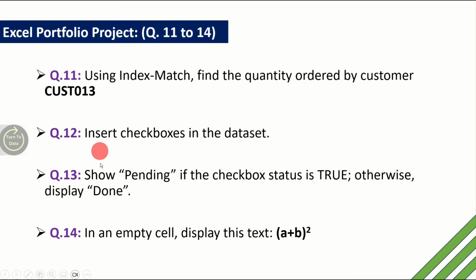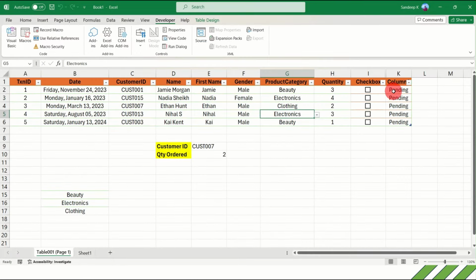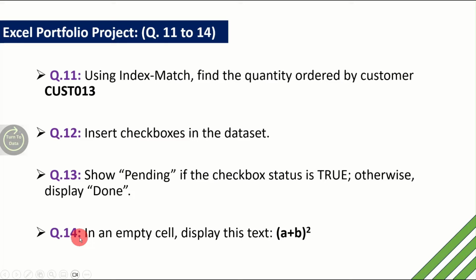Moving on to the next question, that is 13th question, show pending. Okay, this we have already done. Show pending if the checkbox status is true, otherwise display it as done. Okay, so that is what we just did. All right. The last question, that is in an empty cell, display this text, that is a plus b the whole square. Okay, just display this particular text.